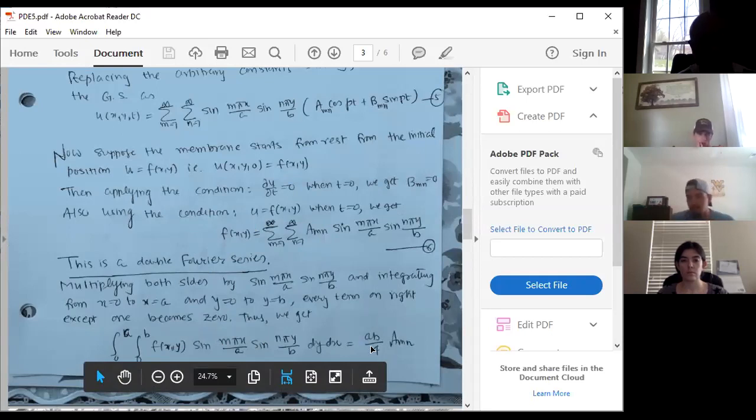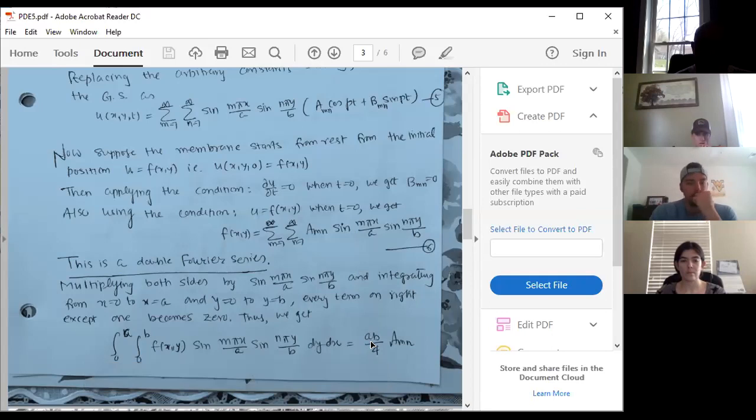the right hand side will be converted to AB by 4 and just constant. How to convert this one? I would like to leave it to you. Just work 3 to 4 steps and you will be getting AB by 4. If not, let me know. It's very simple. I can give you the hint. You are working with AMN, that's the constant. Just pull this constant out, and this is double integration. Here you have multiplied with sine m pi x by a, sine n pi y by b, the same factor you have multiplied here. That means you are making the square of this one and the square of this one.